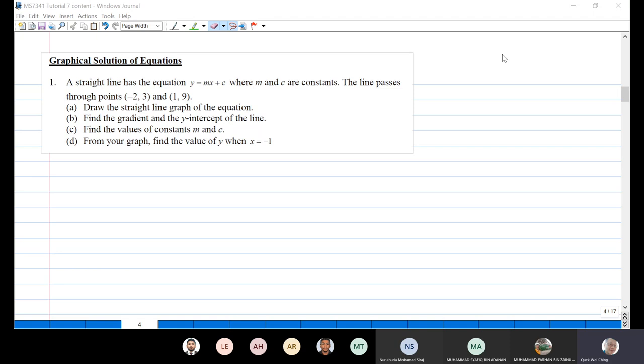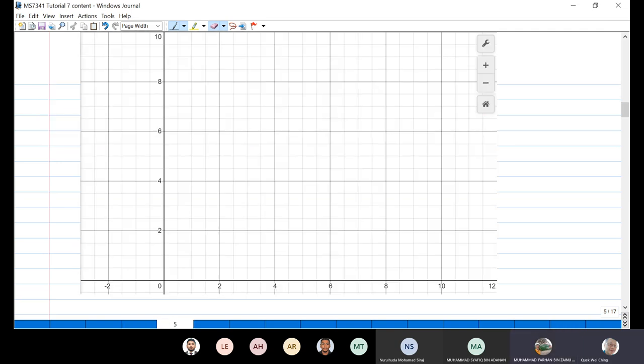So these are the 2 points. Two points are enough to form a straight line already. So minus 2, 3, and 1, 9. So in this case, usually you need graph paper, otherwise you draw by hand. Graph paper is easier, so that you don't need to draw so much. So on the next page, I have graph paper here. Where is minus 2, 3 here?